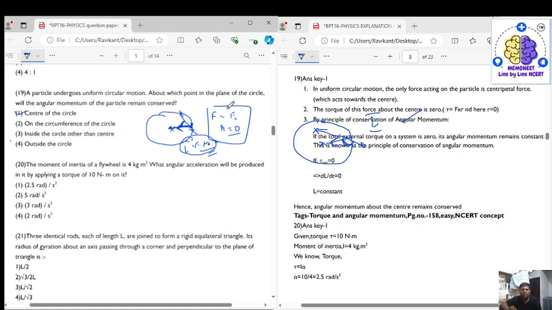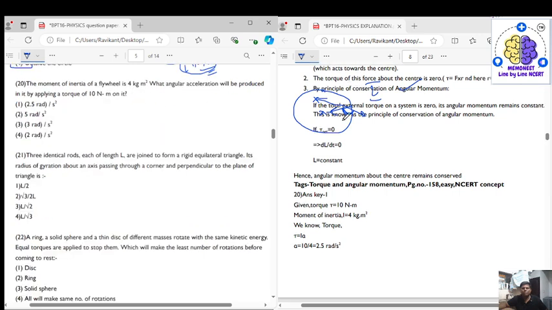Similarly, outside, again you will get some value for r and theta. Therefore, the torque will not be equal to 0. So out of these four options, for these three options, net torque will not be equal to 0. So if net torque is not equal to 0, angular momentum will not be conserved. For the first option, that is at the center of the circle, the value of net torque is equal to 0. Therefore, the momentum will be conserved.